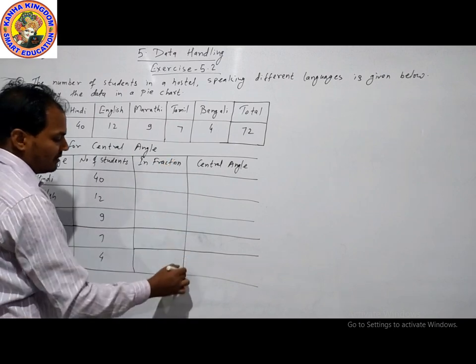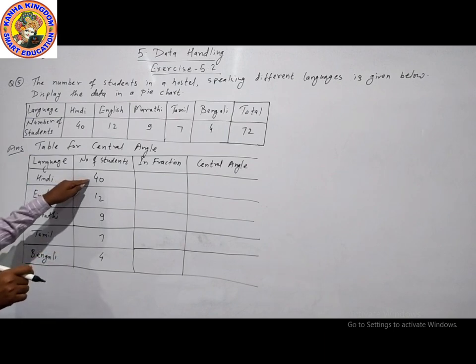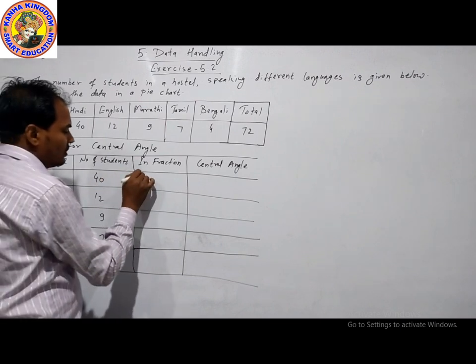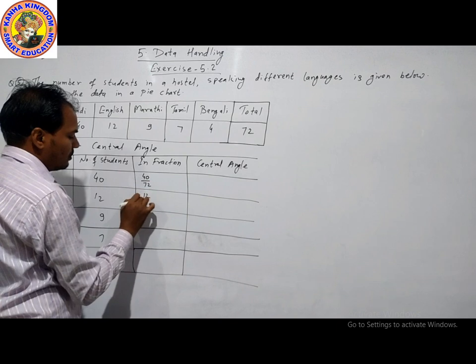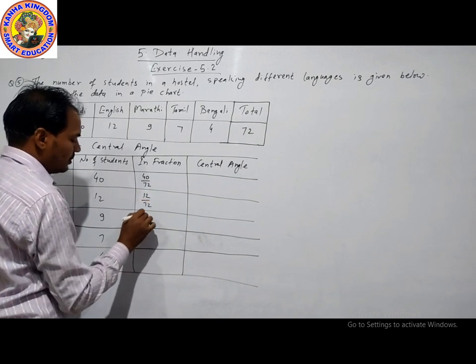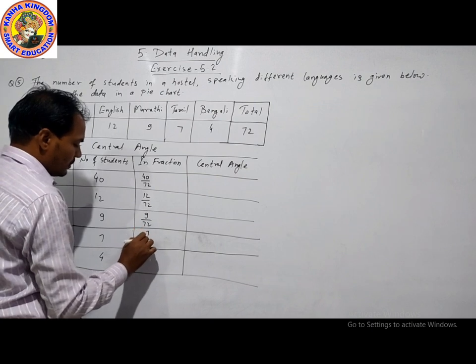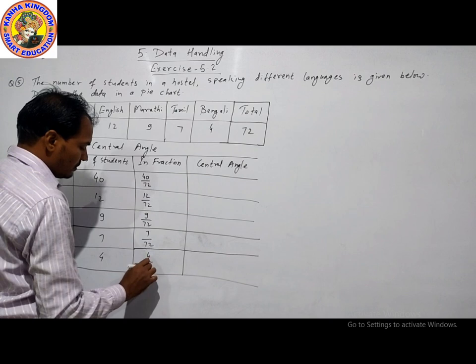In fraction, we will convert these in fraction. How to convert? Number of students divided by the total number of students. 40 upon 72, 12 upon 72, 9 upon 72, 7 upon 72, 4 upon 72.